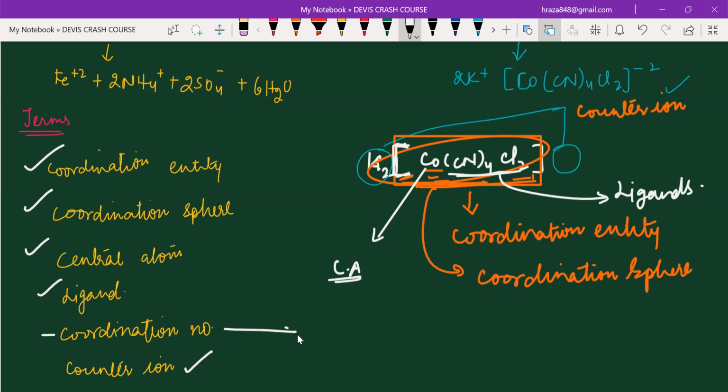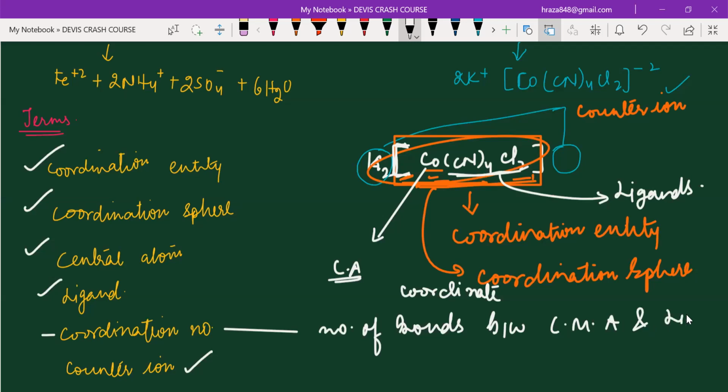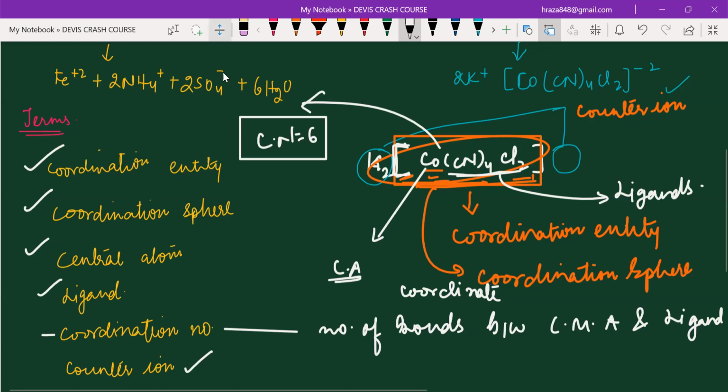What is the coordination number? Basically, it is the number of coordinate bonds between the central metal atom and the ligands. Right now, the coordination number is 6, because each CN makes one bond, so 4 CN make 4 bonds, and chlorine makes 1 bond, so 2 chlorine make 2 bonds. The total number of bonds is 6. So that's why.